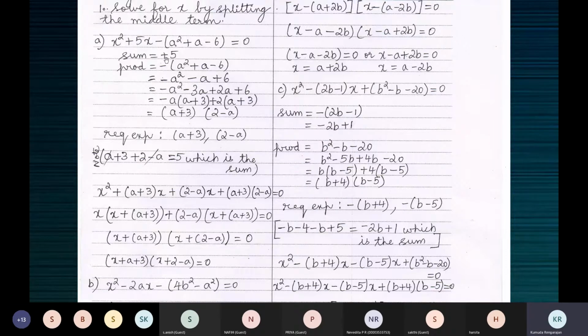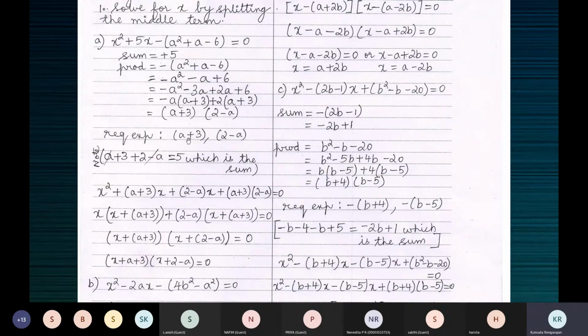But then to find the two numbers or the two expressions to split the middle term, you have to first work this. So work that and we get a plus 3 into 2 minus a. So these are the two expressions. You don't have to fix the sign. They're positive. Let them remain positive. You don't have to change the signs because a plus 3 into 2 minus a is definitely the product. These are the factors of this product. Now you only have to check for the sum.